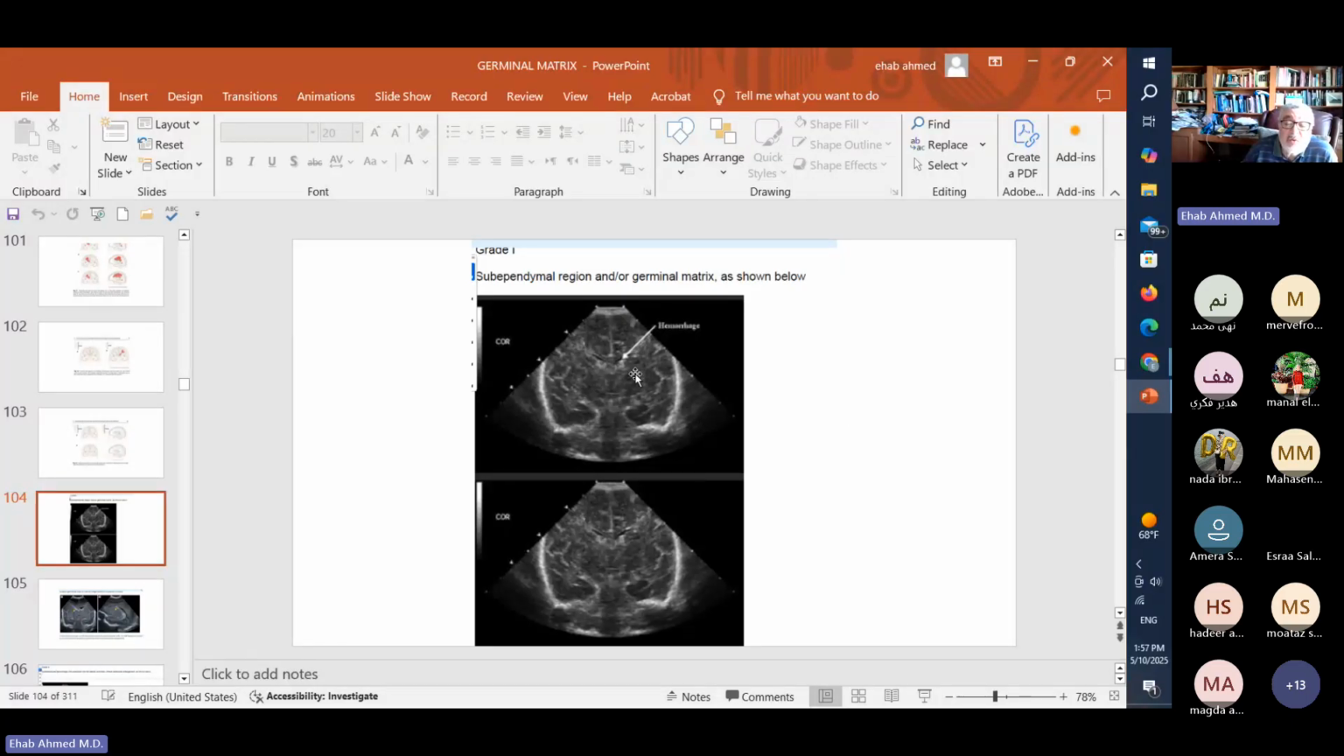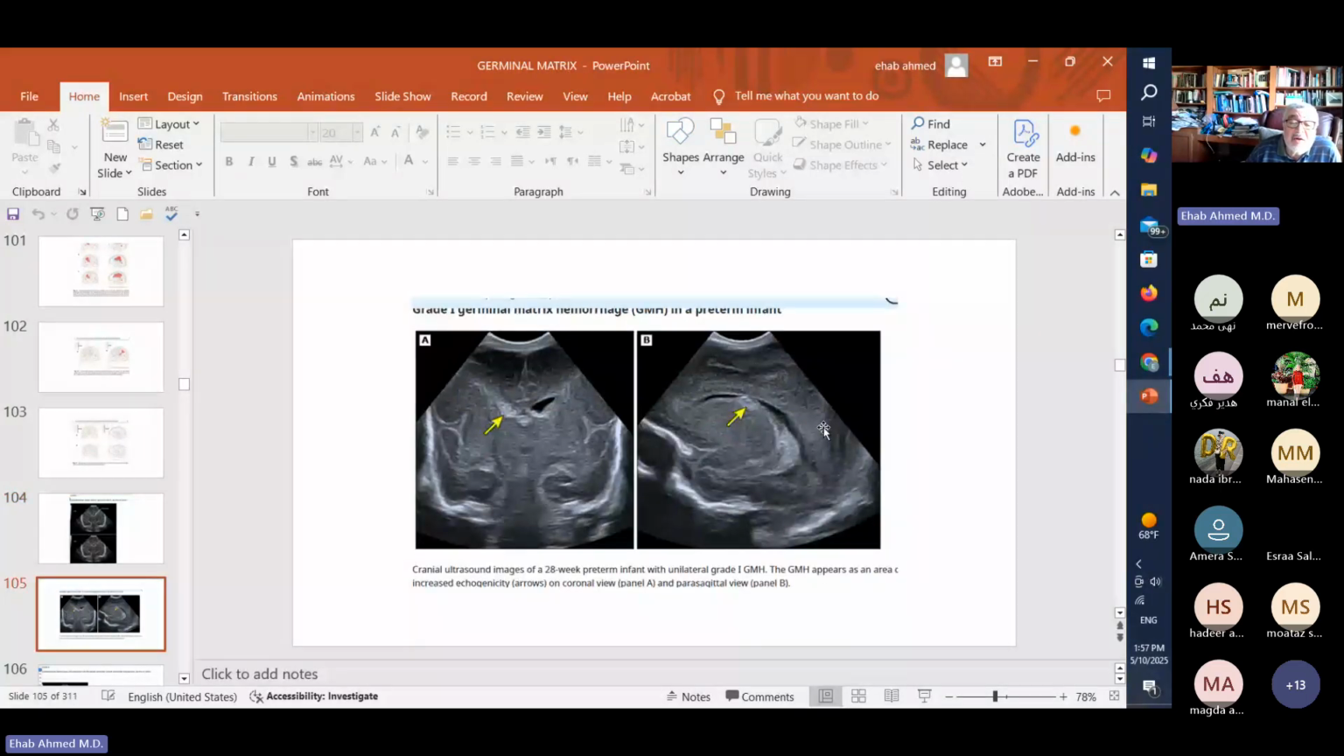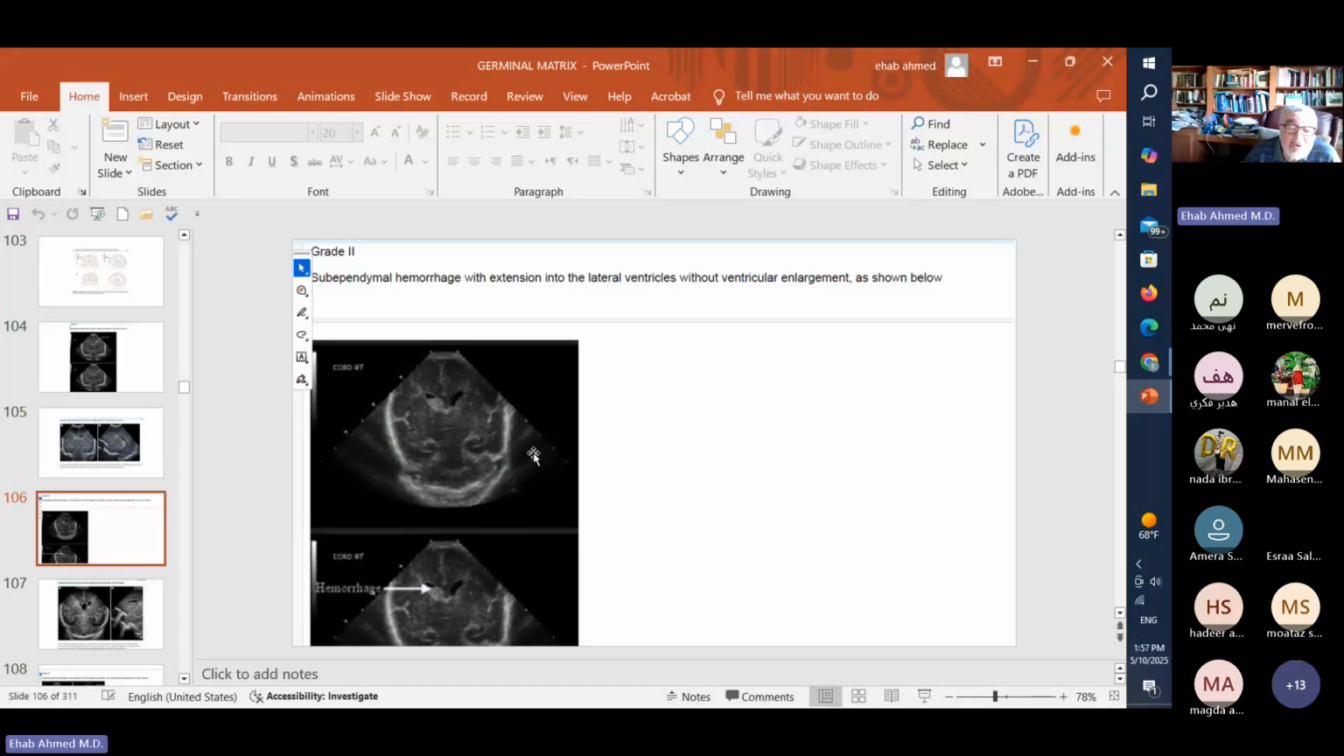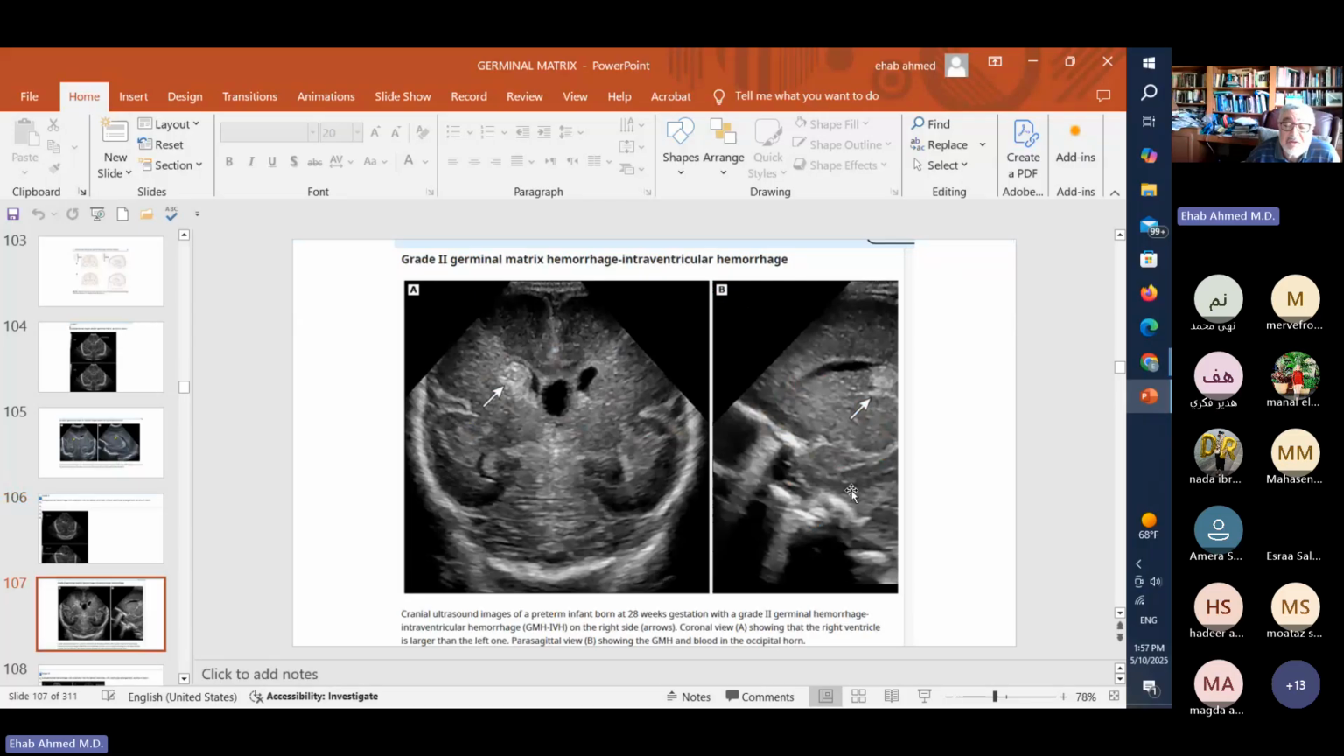So this is a coronal section with tiny hemorrhage starting on one side, because it could be one side, both sides. So this is grade 1. And then this is still grade 1, but this is a parasagittal section. And then grade 2 started to go into the ventricle, as you see.